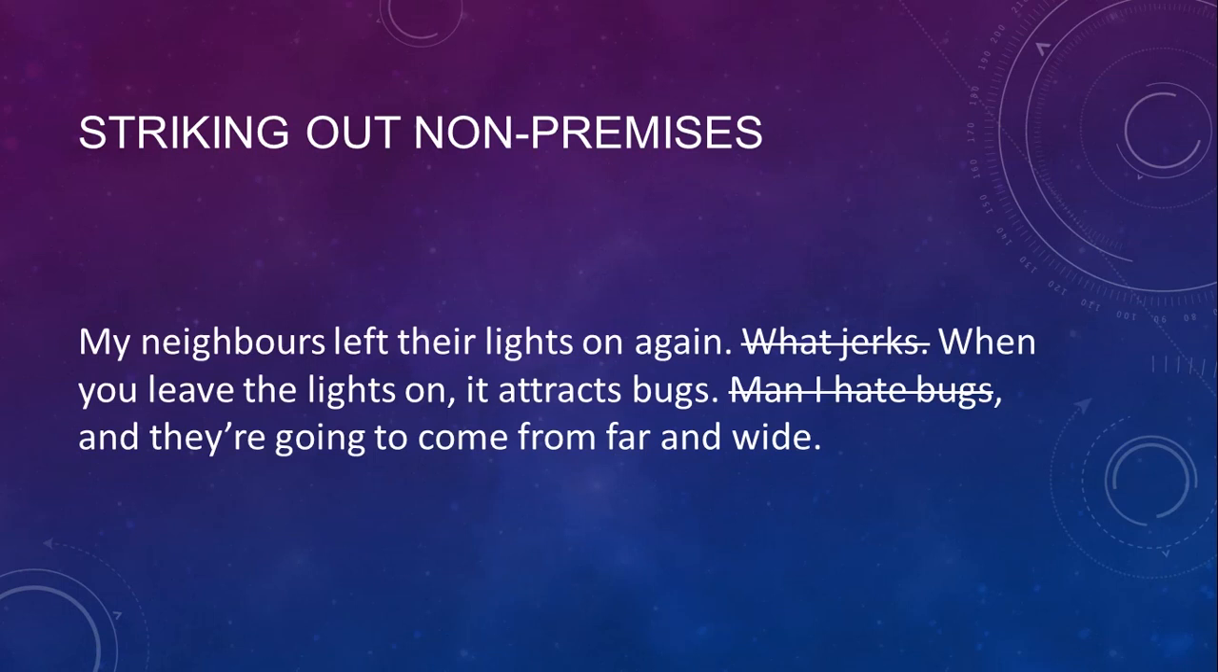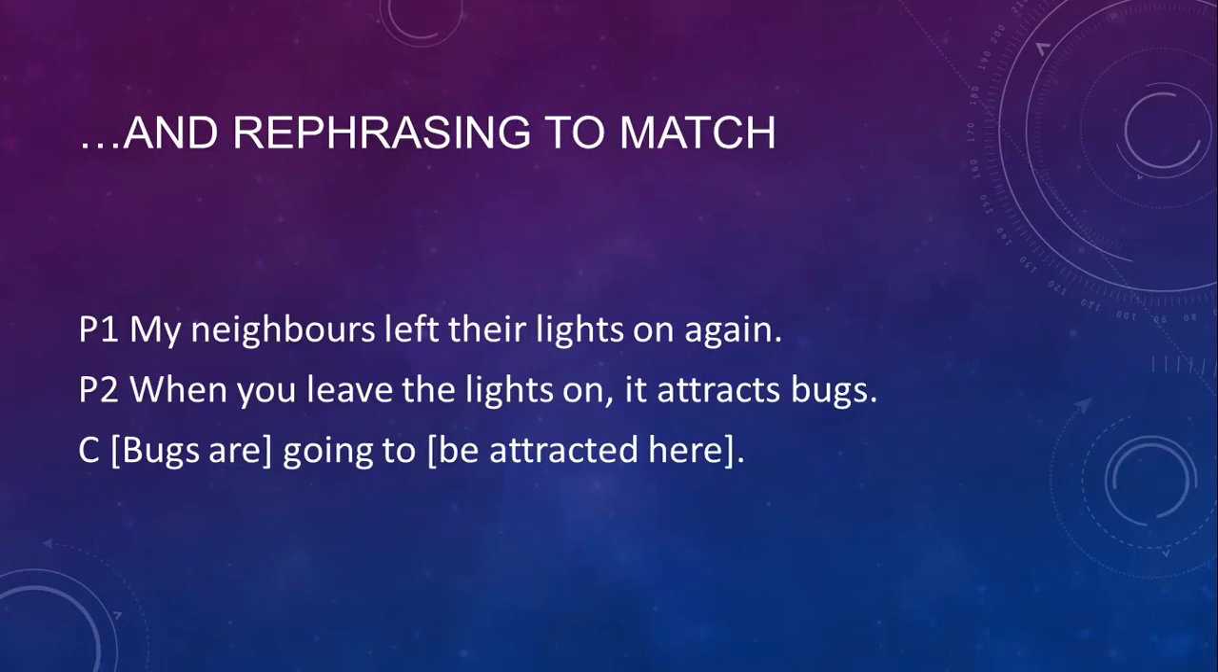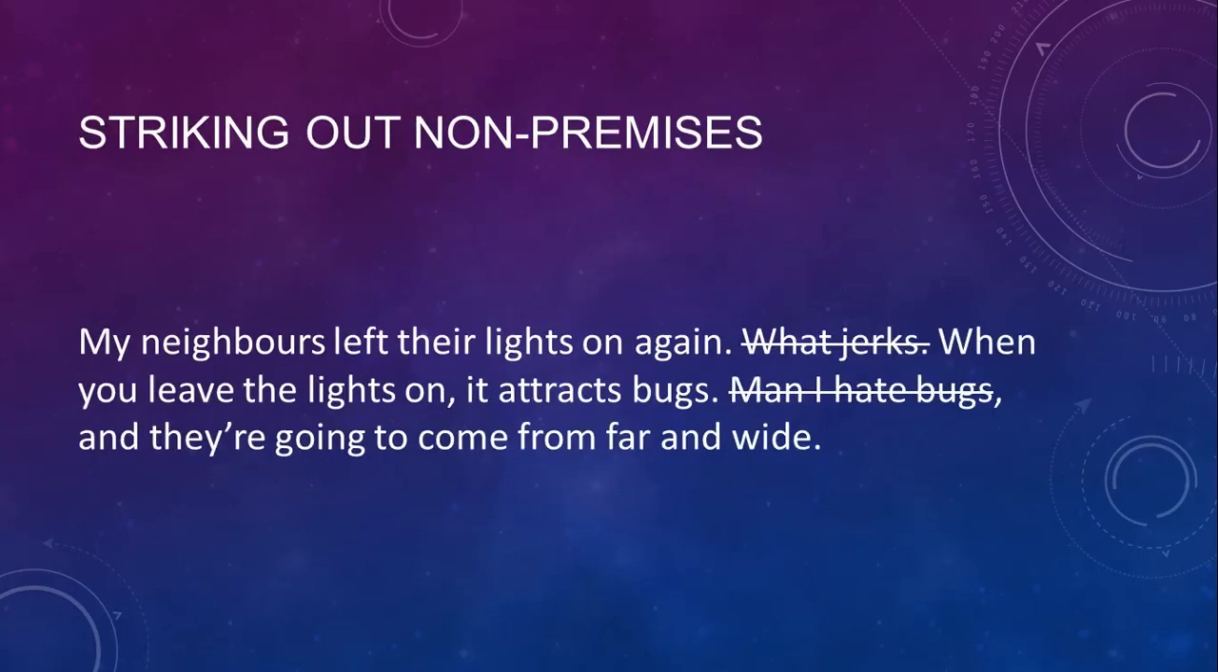So this is the last stage of argument mapping, where you're saying, okay, I'm going to filter through this bit of writing and only focus on things that have the right kind of relation, things that are supposed to be there in order to make you believe the conclusion. All right. Rephrasing to match is the other part of this. So in this one we say, my neighbors left their lights on again. When you leave the lights on, it attracts bugs, and they're going to come from far and wide.